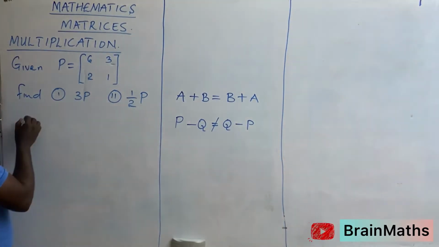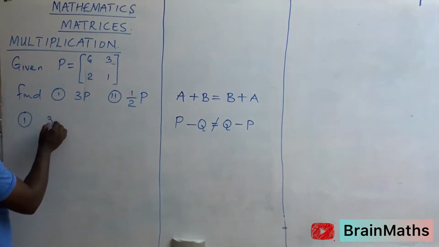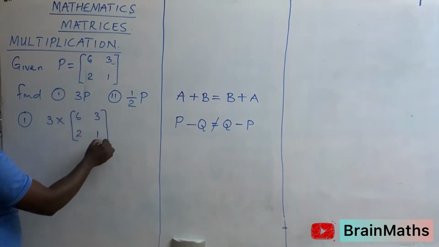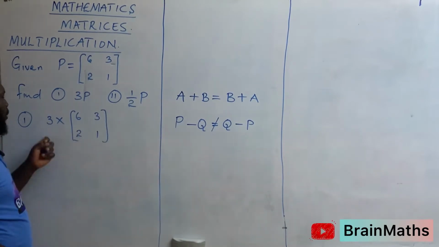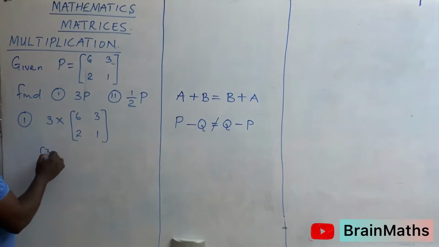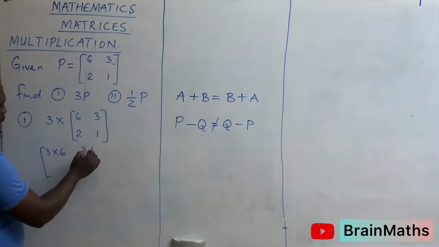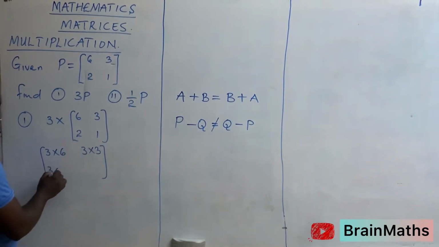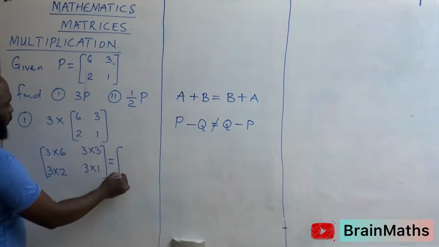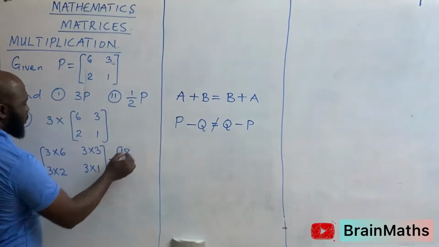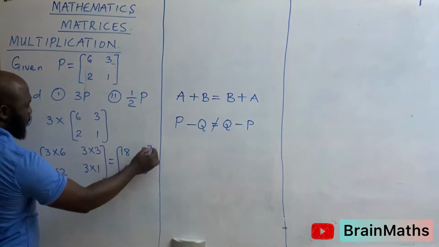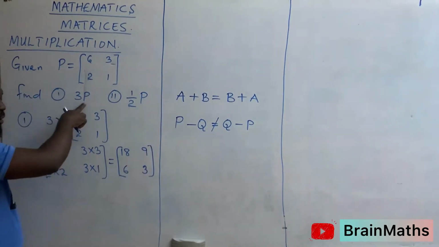The first thing we are going to do for the first question is to write out the scalar by saying 3 times the P, which is the matrix 6, 3, 2, 1. So you are going to multiply each of the elements in the matrix by 3. So we have 3 times 6, 3 times 3, 3 times 2, and lastly 3 times 1. This finally gives us 18, 9, 6, and 3. So for 3 multiplied by P, this is what we have gotten.